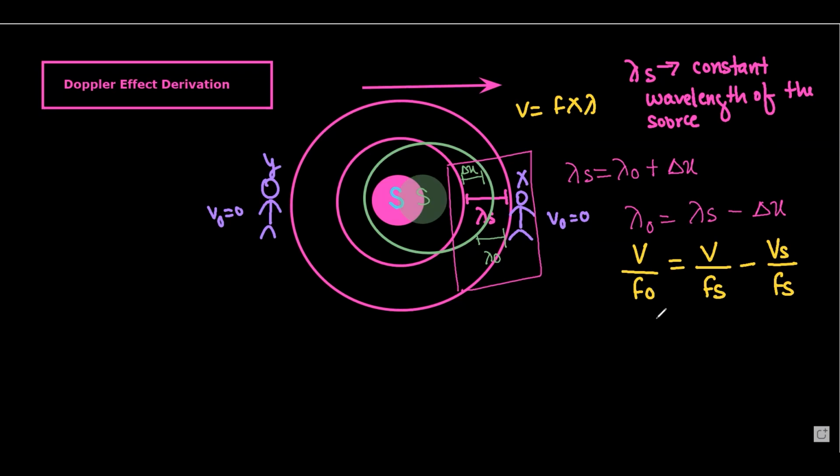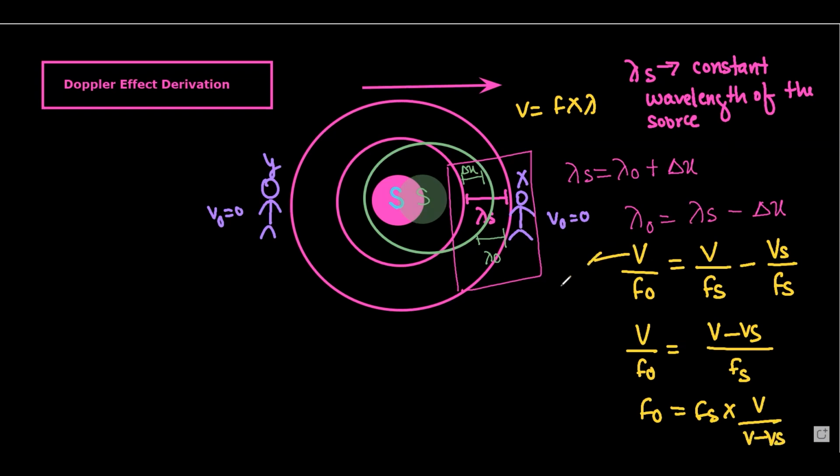All right, now let's equate this out. V divided by F naught is equal to V minus Vs over Fs. If you rearrange this properly, F naught is equal to Fs times V over V minus Vs. Here V is 330 meters per second and Vs represents the velocity of the source. Here's the derivation for an observer's frequency due to the source moving towards it.